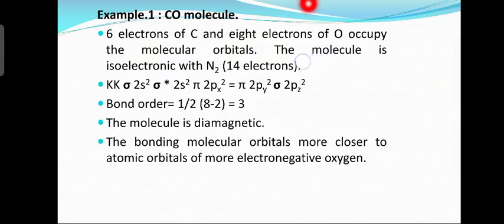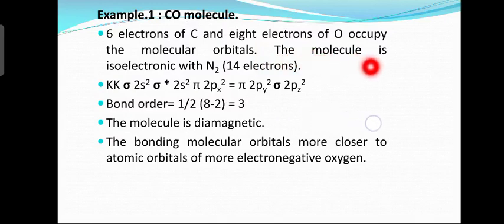Now, the first example is the carbon monoxide molecule, molecular formula CO. Which heteroatoms are present here? Carbon and oxygen. What is the atomic number of carbon? 6. What is the atomic number of oxygen? 8. Therefore, 6 electrons of carbon and 8 electrons of oxygen occupy the molecular orbitals. Altogether there are 14 electrons.